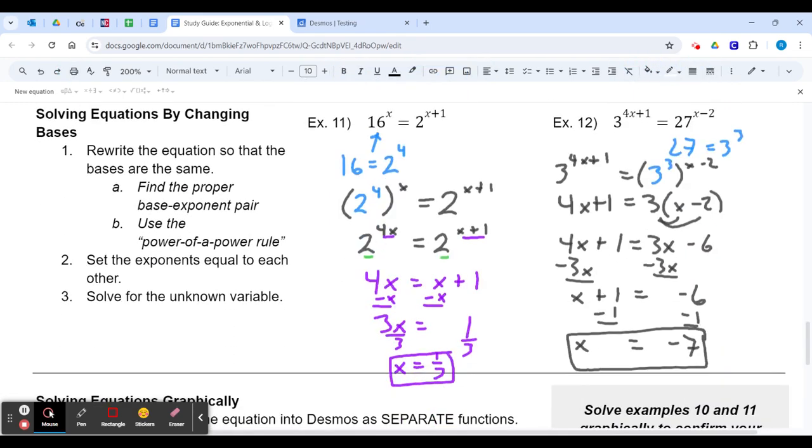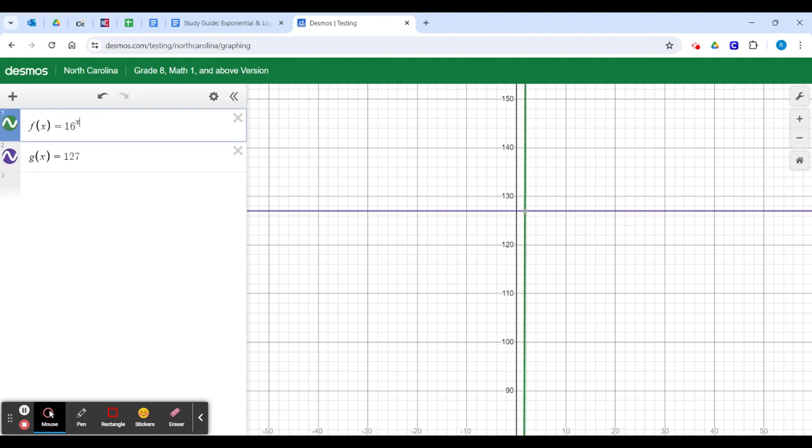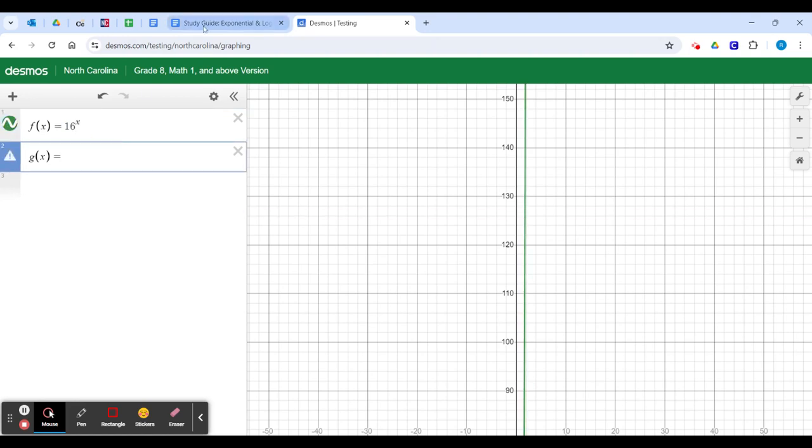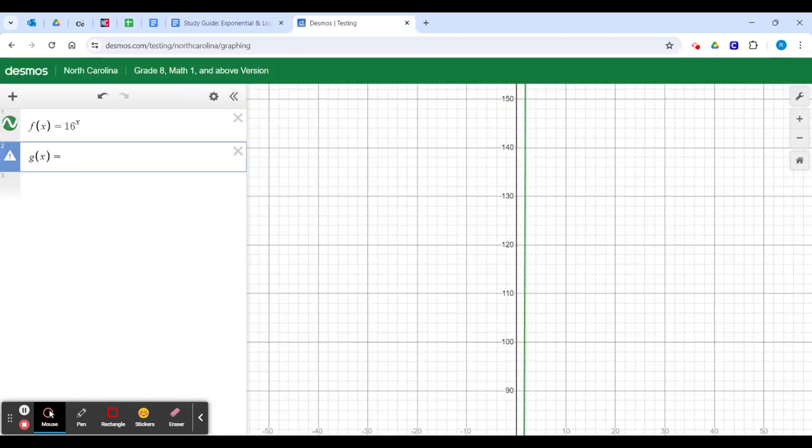For problem 11, we can also work through this by splitting our equation in two. We have a left side of the equation, 16 to the x power. That'll be what I throw up here, 16 to the x. And on the right side of our equation, we have this 2 to the x plus 1. You're going to notice as you type this in that when I try to hit the plus sign, boom, it kicks down off the exponent. So what we need to do is make sure we're trapping that x plus 1 with parentheses in Desmos so it graphs it correctly.